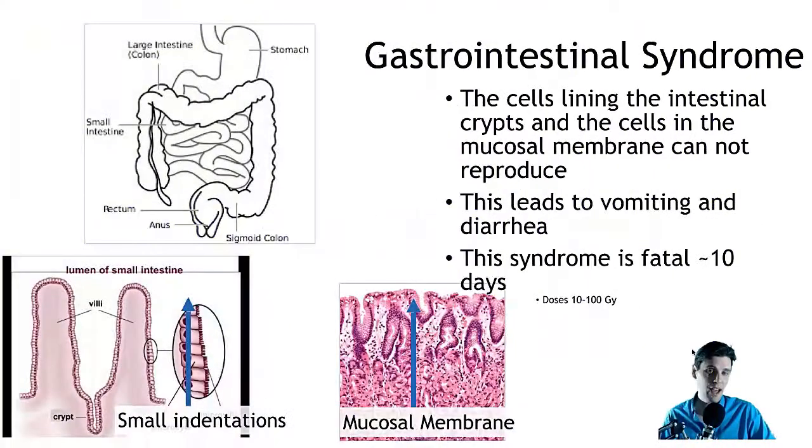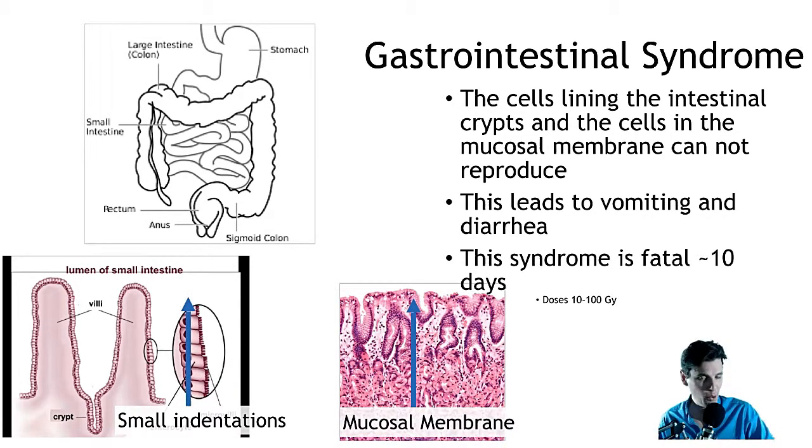And then after that, at doses that are higher than what we talked about there, the range there was in the single digits of gray, and now we're at grays that are basically in the double digits, so 10 up to 100 gray, that's where gastrointestinal syndrome is the most problematic.